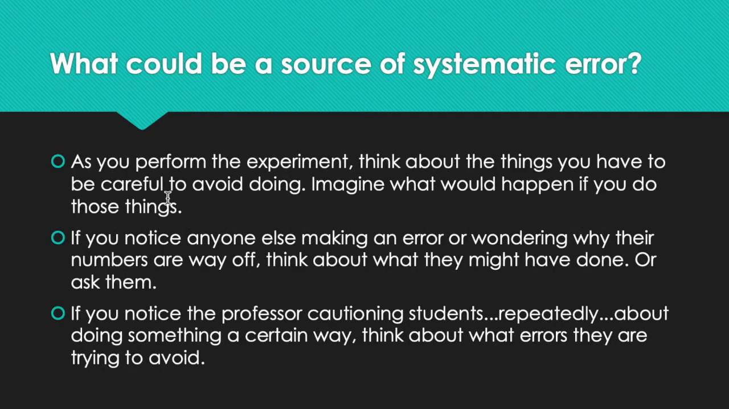So how do we go about trying to find a source of systematic error if we don't really have any other ideas besides writing down the numbers wrong? So as you perform the experiment or read through the experiment, if you're doing a remote experiment or watching a video of an experiment, think about the things that you have to be careful about when you're doing it, and use your imagination to visualize what would happen if you did them differently or did them an incorrect way.